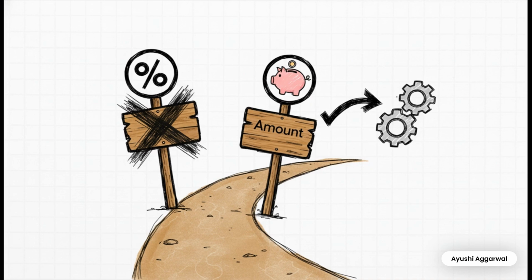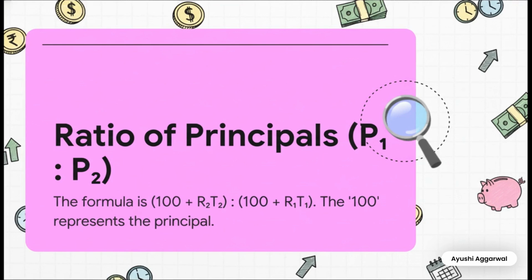This is why reading the question with 100% focus is half the battle. And because the keyword changed, the formula has to change too. It's almost the same, but now it's 100 plus R2T2 is to 100 plus R1T1. So why the 100? Well, remember, amount is just the principal plus the interest. If we think of the principal as 100%, the total amount is just 100% plus the interest percentage, which is R times T. The logic holds up perfectly.